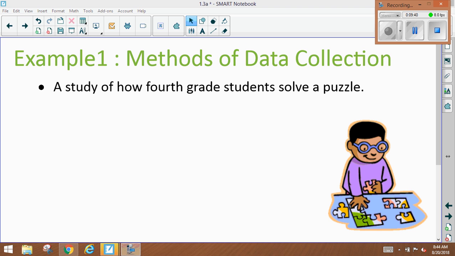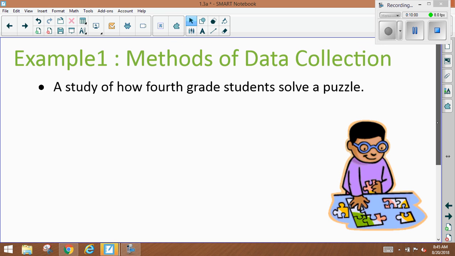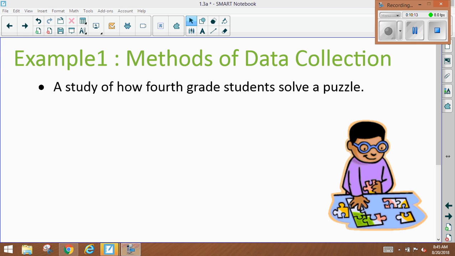All right, let's look at this one. How about if you wanted to figure out how fourth grade students solve puzzles? You'd want to go with an observational study. I wish that they were more specific about this. How fast they can solve a puzzle. Maybe, right.